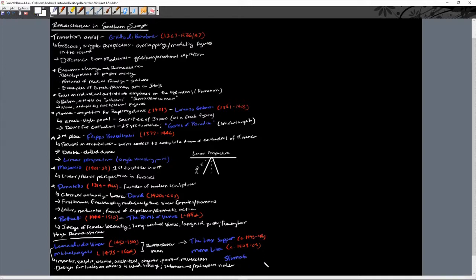So what is sfumato? It is the use of mellowed colors and a blurred outline, which comes from the Italian word fumo, or smoke. So it gives this almost smoky appearance, and allows forms to blend pretty easily without perceptible transitions. Allows forms to blend.